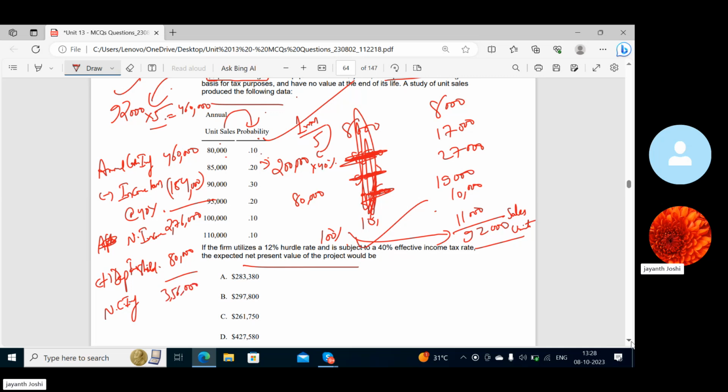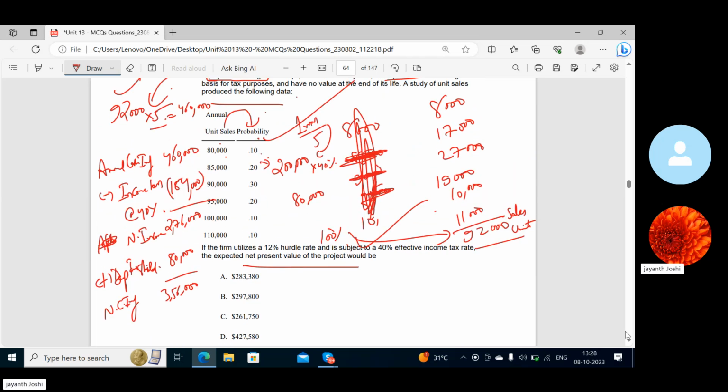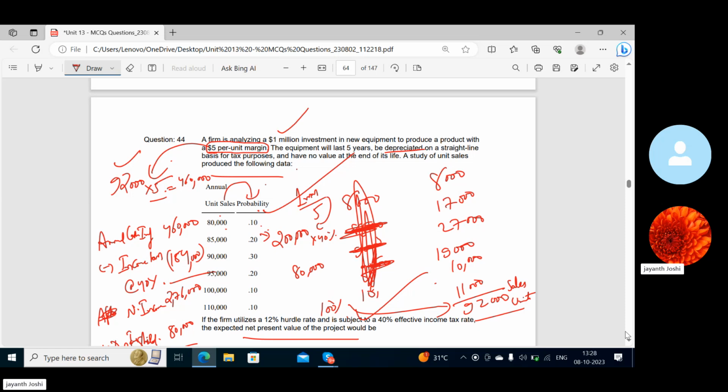And then we have to take the factor to find out the present value of this, right? For how many years is this going to happen? This cash flow is going to be for 5 years, right? The life is 5 years. So we will take the 5-year annuity factor, right? Yes.